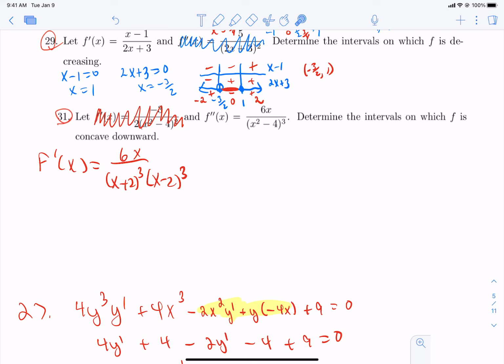Now, you can write it lots of ways, but I think that's the most efficient way to write it. Now, how do we determine how to make our plus or minus chart? Well, we take all the factors, set them each individually equal to 0, and put them on a number line. I think you know that by now, but let's do this. So where does 6x equal 0? That's at 0. Where does (x plus 2) cubed equal 0? Well, the same place where x plus 2 equals 0, or -2. And (x minus 2) cubed is where x minus 2 equals 0, or x equals +2.